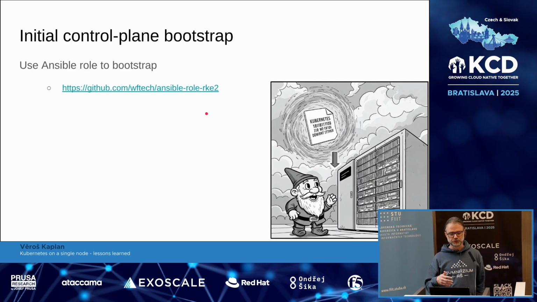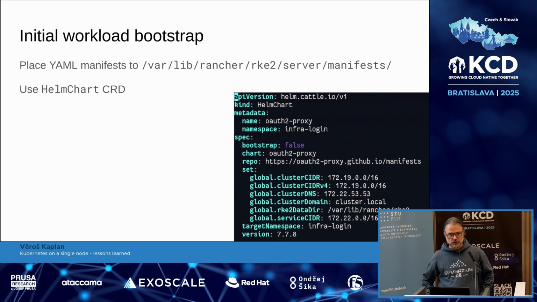So the deployment of Rancher Kubernetes Engine for our customers means just using Ansible. We just set up networking, set up the Ansible role, and we are done. Then we have a running Kubernetes cluster.